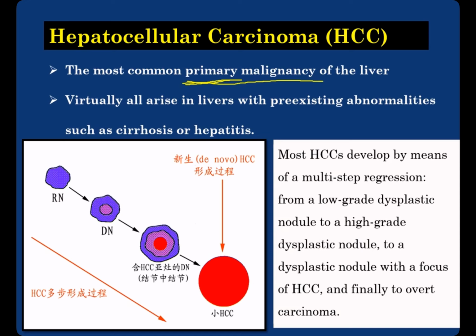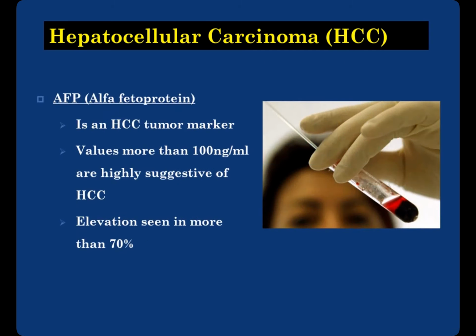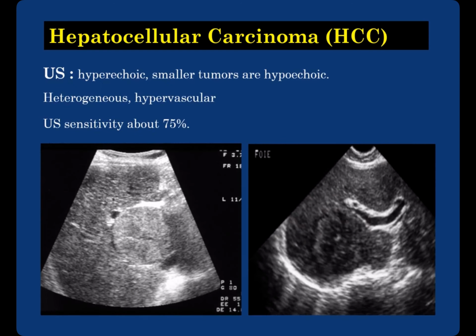Most HCC develop by means of multi-step progression from a low-grade dysplastic nodule to a high-grade dysplastic nodule to a dysplastic nodule with a focus of HCC, and finally to overt carcinoma. AFP is an HCC tumor marker. Values more than 100 nanograms per milliliter are highly suggestive of HCC. Elevation can be seen in more than 70% of patients. The sensitivity of ultrasound for HCC is about 75%, and they are usually heterogeneous and also hypervascular.